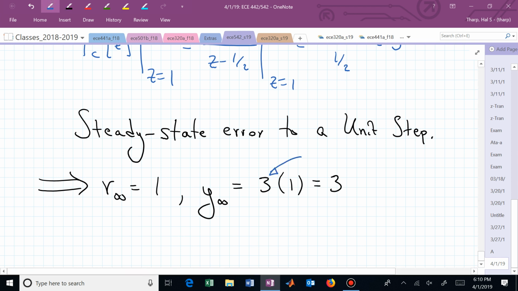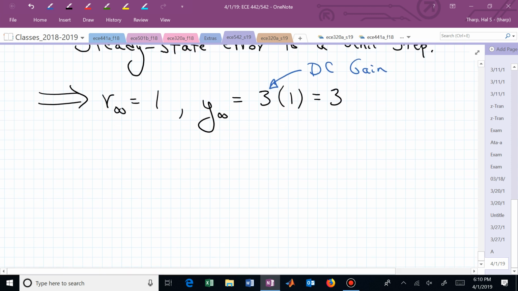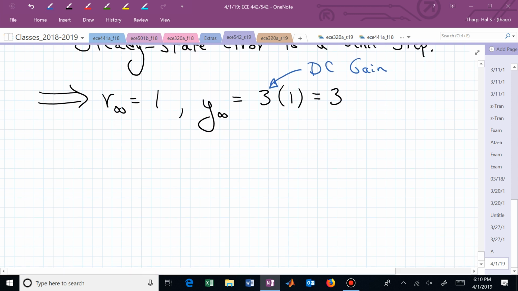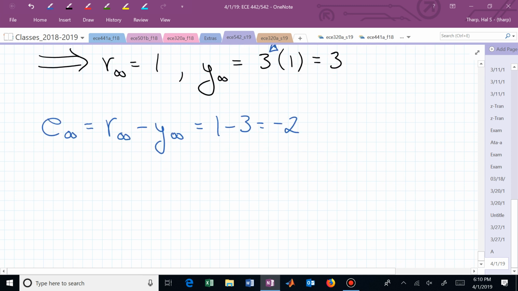This is due to our DC gain. Do we know that we're going there? Or how do we know that we're going there? Our system was stable, wasn't it? So we are going to settle at a final value. The final value will be 3. So now we have an error at infinity, r infinity minus y of infinity. That's how we defined our error. This is 1 minus 3. We have a steady state error of minus 2.